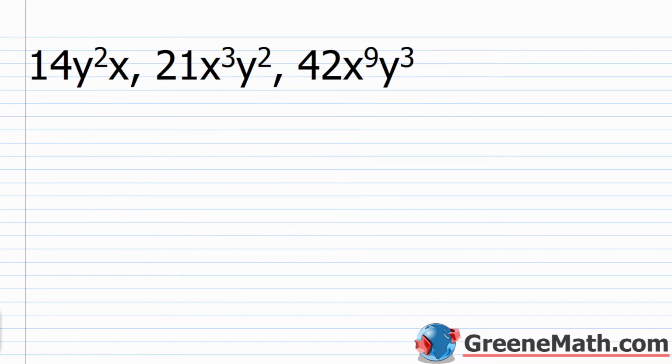All right, let's take a look at another one. Let's say I had 14y squared x, 21x cubed y squared, and 42x to the ninth y cubed. Now, again, a lot of you can eyeball this and look at the numbers and say, well, I know that 42 is divisible by 14. It would be 3. I know that 21 is not divisible by 14, but I know that 21 and 14 would share a common factor of 7. So my GCF for the number part would be a 7, because 14 is divisible by 7, 21 is divisible by 7, and 42 is divisible by 7. So once you have enough experience, you can eyeball things.